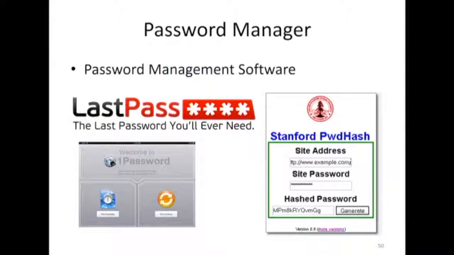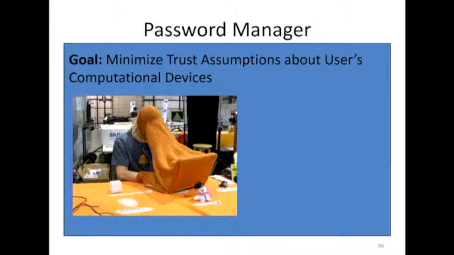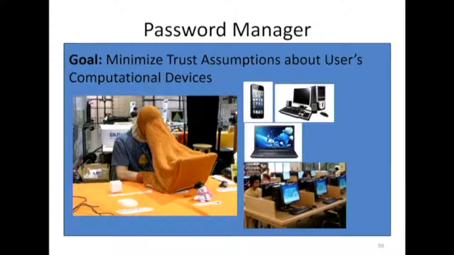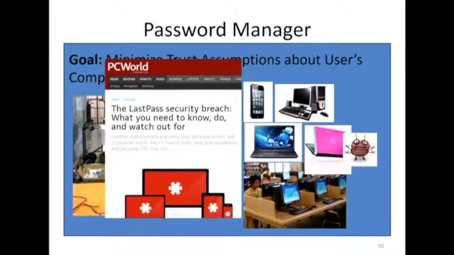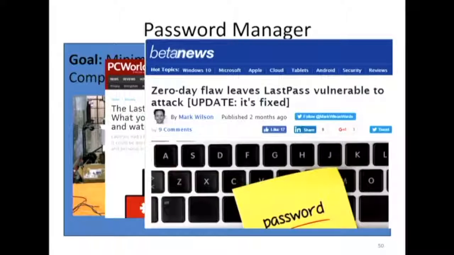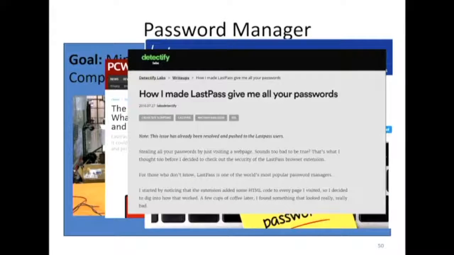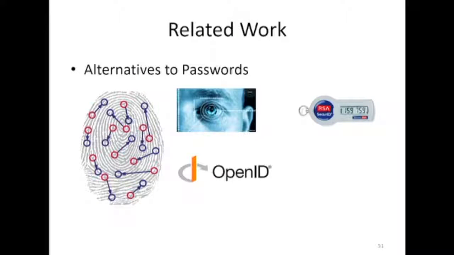Well, why is that? We have password management software. That's one potential replacement. But as we mentioned earlier, now you have to trust all of the computational devices that you ever use. What happens if one's infected with malware? Or what happens if there's a security breach at one of the password managers? That would be problematic. Of course, password managers are only one alternative. There's hardware tokens, biometrics, eye scanners.